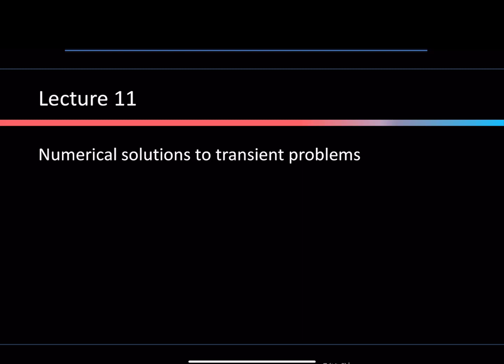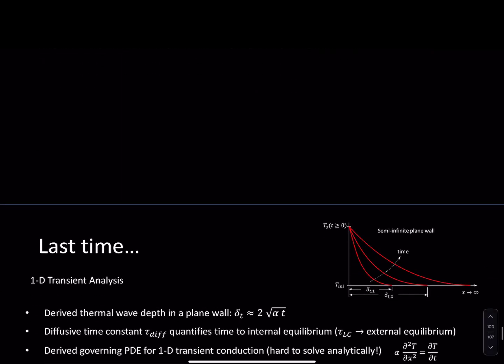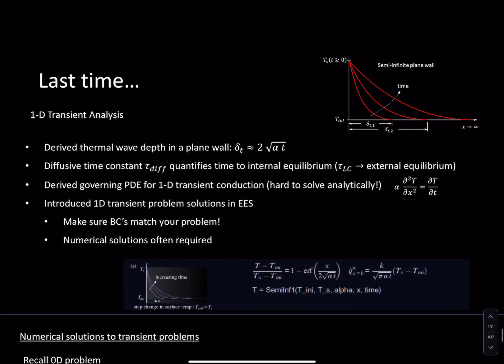Lecture 11 is going to cover numerical solutions to transient problems. So last time we went through a few steps just to understand what 1D transient problems look like, how we characterize them, and how we can describe them in approximate terms.